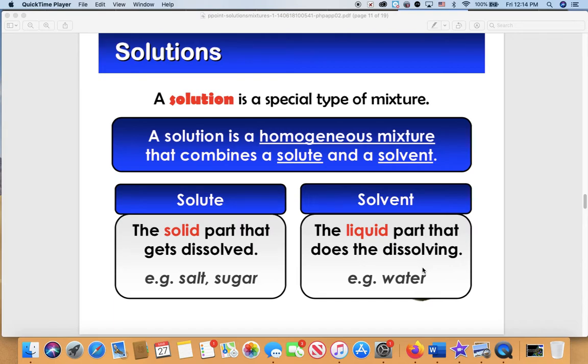So let's think of a couple more examples of solutions. Air is a good example of a solution. The air around us is a mixture of oxygen and nitrogen and several other gases. And nitrogen is the majority. It's like 73% nitrogen, the air that we breathe. So nitrogen in this case is the solvent. There's more of it, and so everything else dissolves into the solvent.